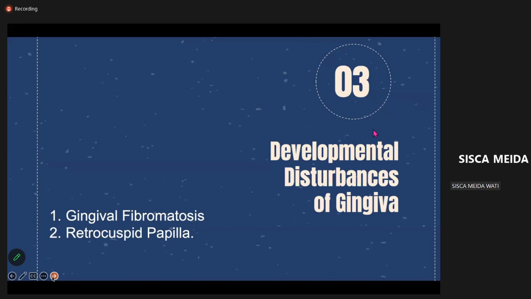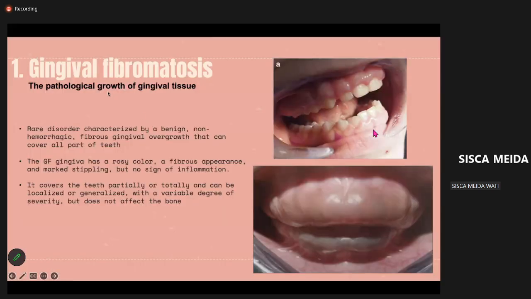The next one is developmental disturbances that affect the gingiva, including gingival fibromatosis and tricuspid papillae. So for gingival fibromatosis, you will see a pathological growth of the gingival tissues. So the gingiva will look very big and can cover the whole part of the teeth.